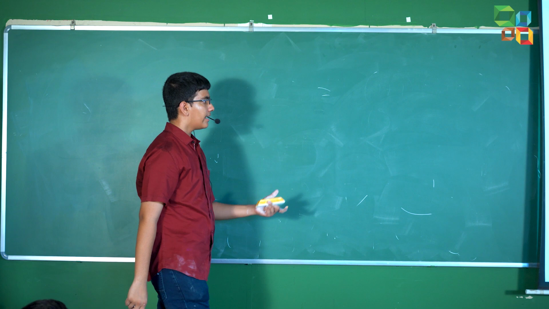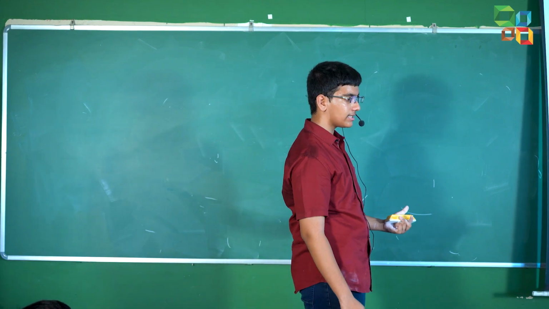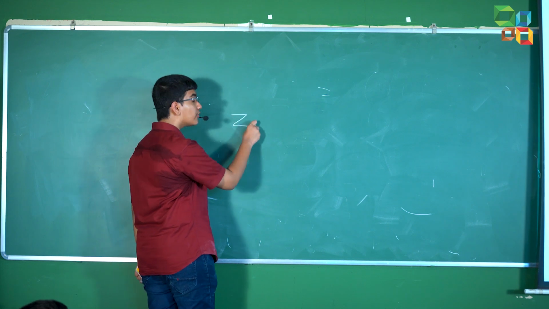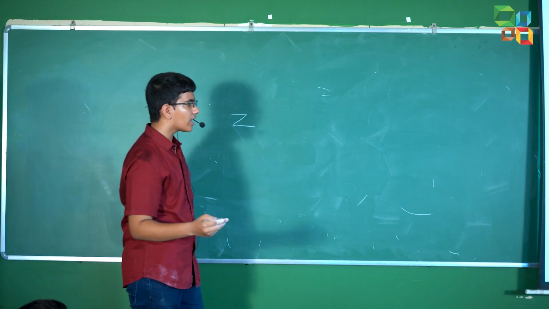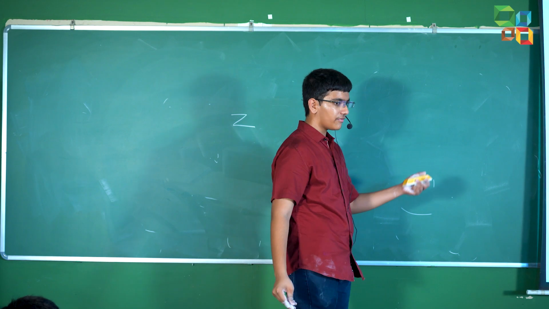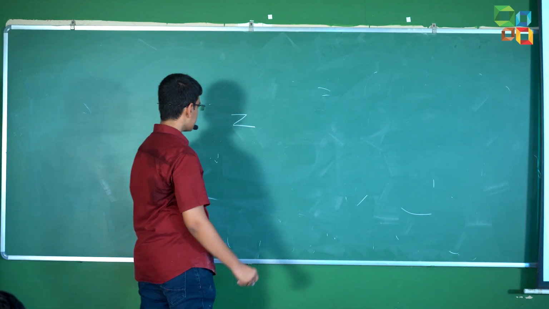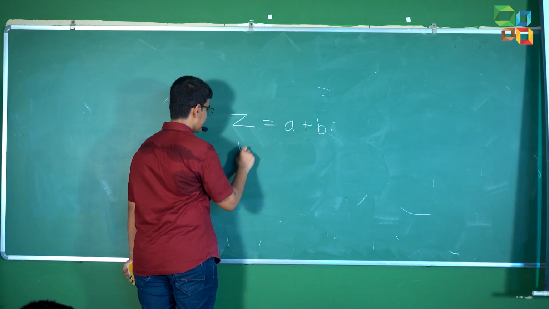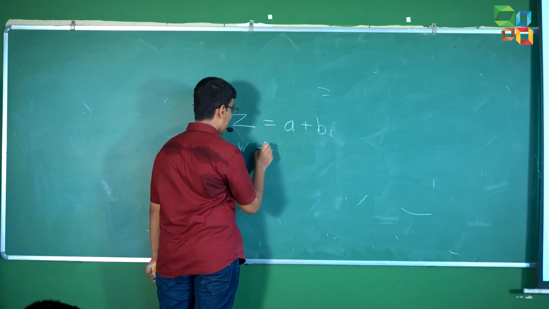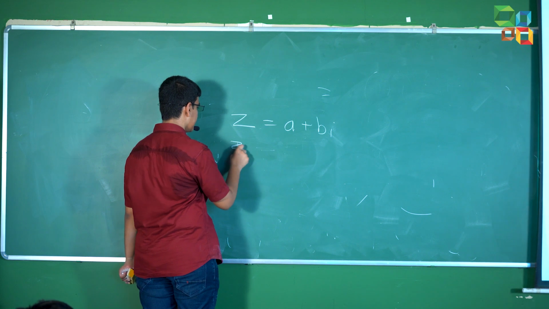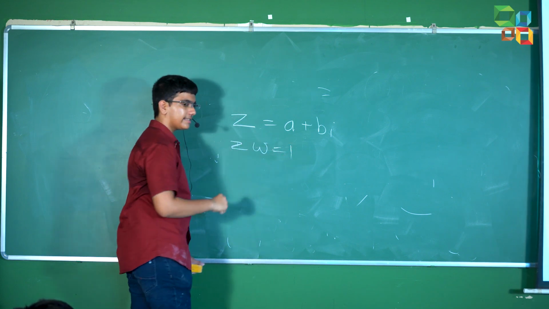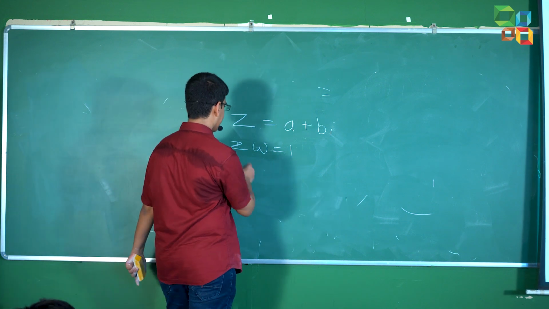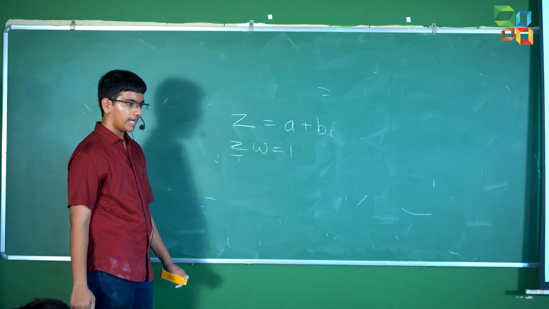Okay, so again, let's go back to the definition. What does it mean for something to be a unit? Let's take two complex numbers of the form a plus bi. So let's say z equal to a plus bi, w equal to something, such that z into w equals 1. This is the definition of a unit, right? z into w equals 1. That means z is a unit.